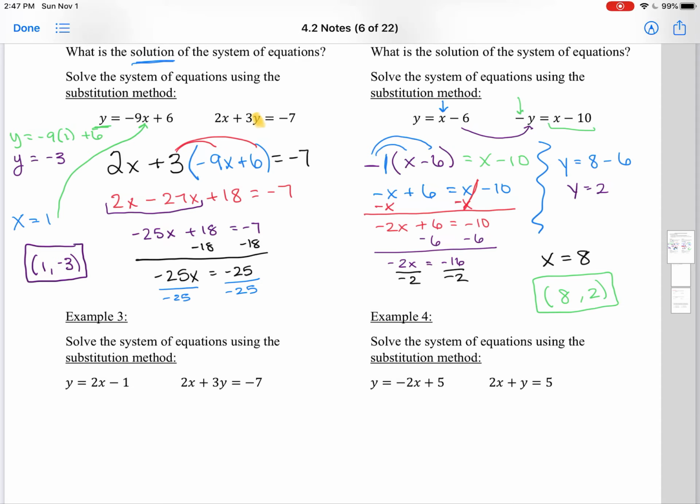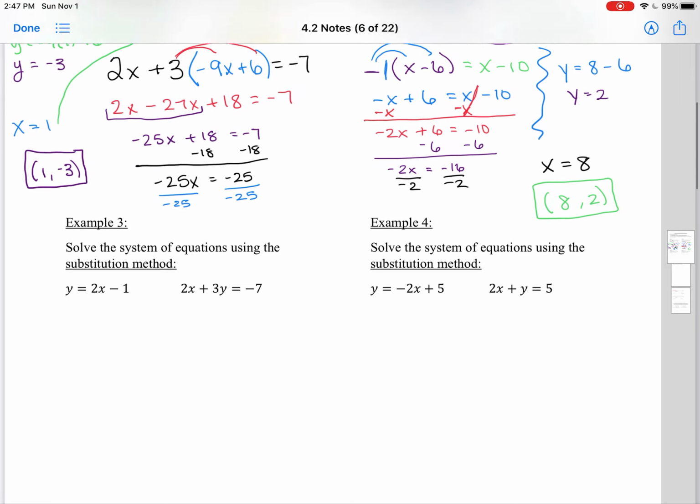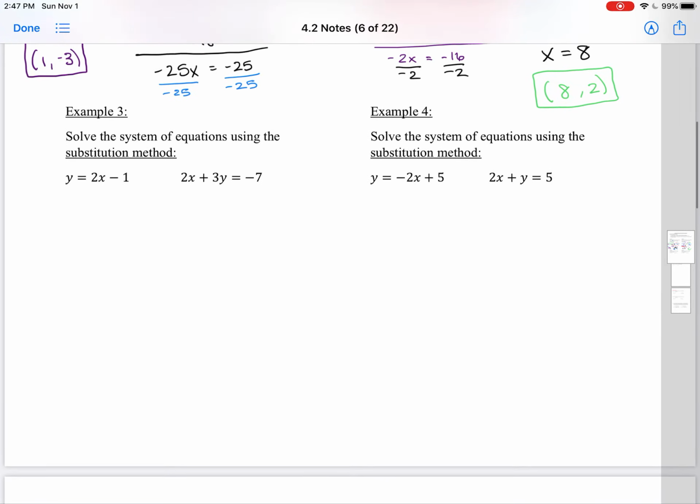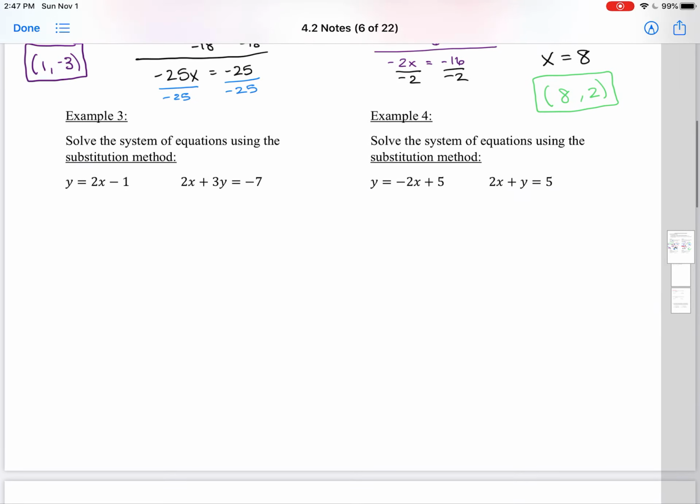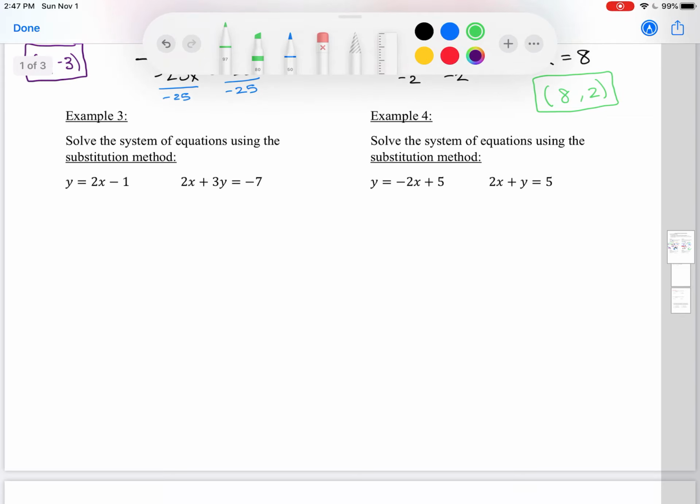All right, it's really just a matter of choosing which one you prefer. If you like graphing, you can stick with graphing. But if you notice that one is in slope-intercept form and the other one is not, you can use substitution. It's an easy method to just plug it in, work it out, and solve. All right? That is the reason why we might choose substitution over graphing at the end of the day.